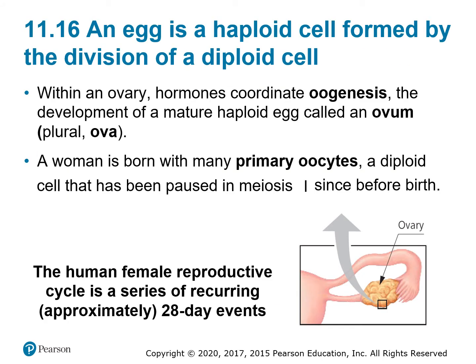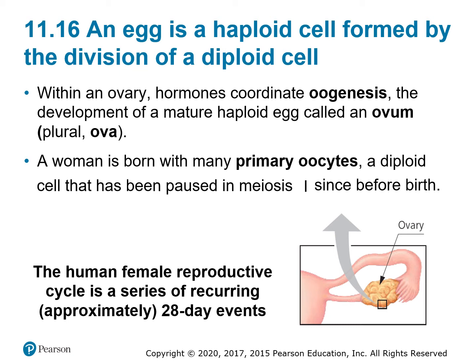So an egg is a haploid cell formed by the division of a diploid cell, just like in spermatogenesis, although in females it is oogenesis, and it occurs within the ovary. And a mature haploid egg is called an ovum. Now, a woman is born with many primary oocytes, a diploid cell that has been paused in meiosis 1 since before birth.